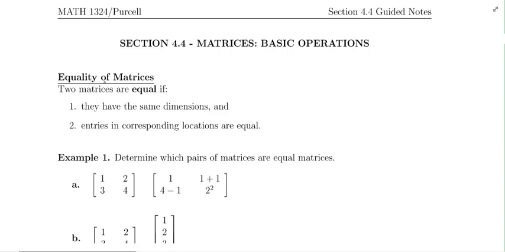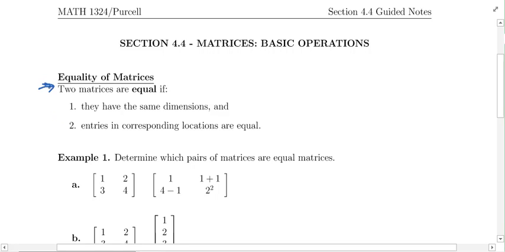Okay, so what does it mean for two matrices to be equal? It says right here, two matrices are equal if one, they have the same dimensions. So they have to be the same size. And then secondly, entries in corresponding locations are equal. In other words, the matrices have to be the same size and they have to have the same numbers in the same positions.